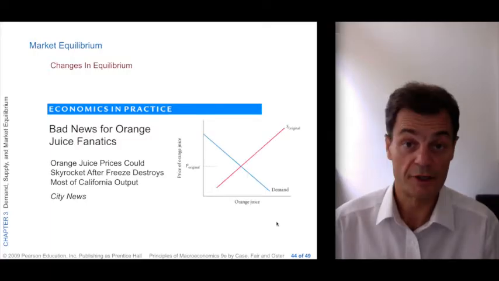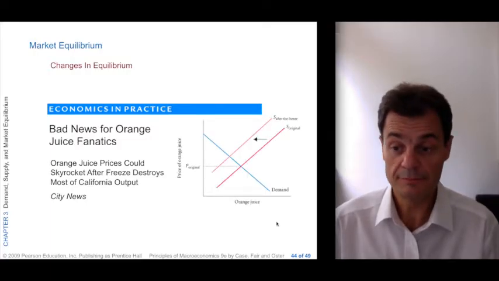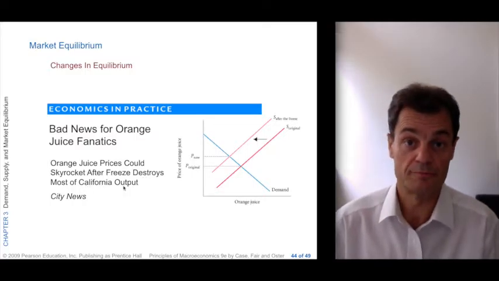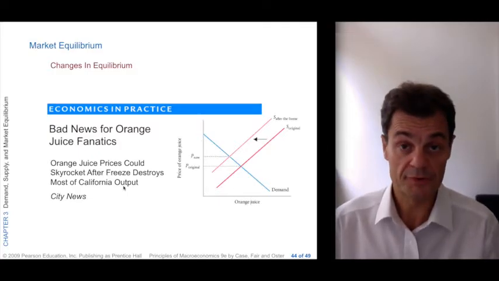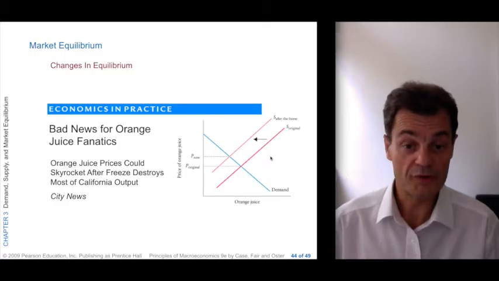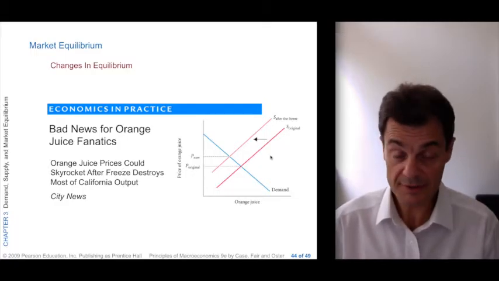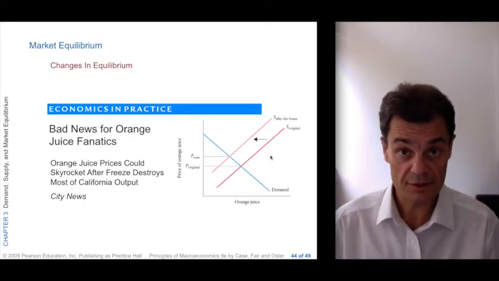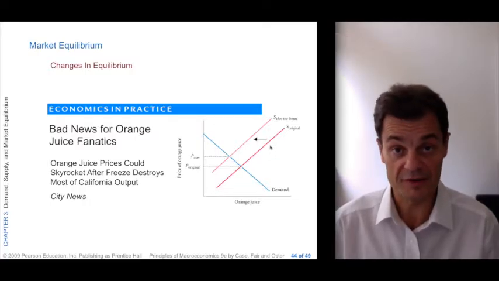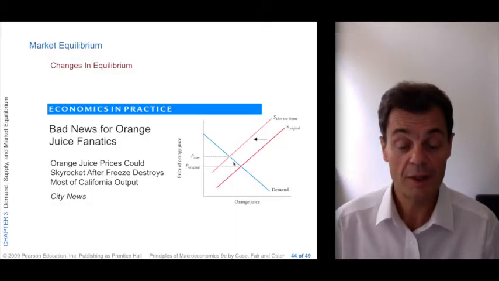Another practical example: orange juice prices could skyrocket after a freeze destroyed most of California's output. When crops become scarce because of bad weather, the quantity supplied will be less. The supply curve shifts to the left. There is less supply. The price goes up to find a new equilibrium.